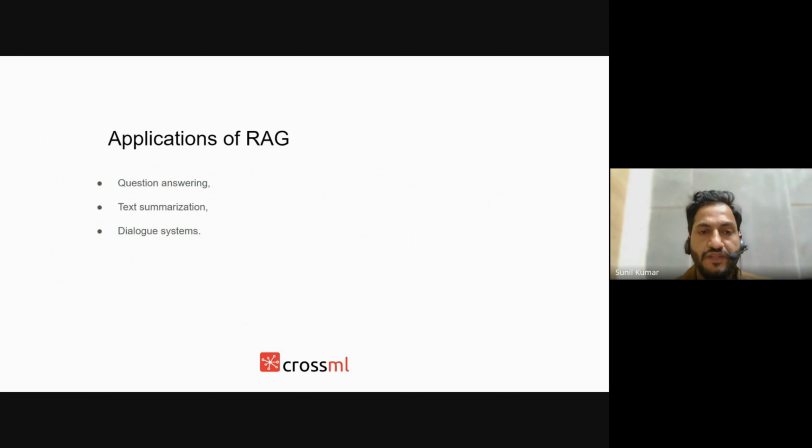Yeah, there are various applications of RAG: question answering system, text summarization, dialogue system. In question answering system, basically, suppose you have your PDFs and some other data sources, and you want to ask anything from inside this PDF, then it can help you by saving your time. So in question answering system, just giving your PDF to the LLM, the LLM can respond relevant to your query.